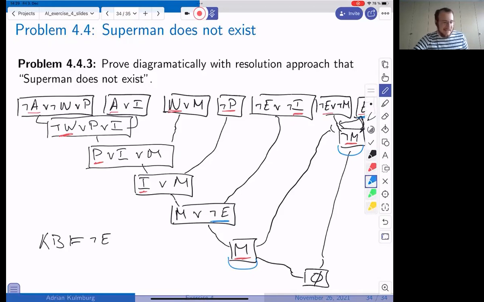But anyway, what do we have to negate in the inference graph again to get the correct result?